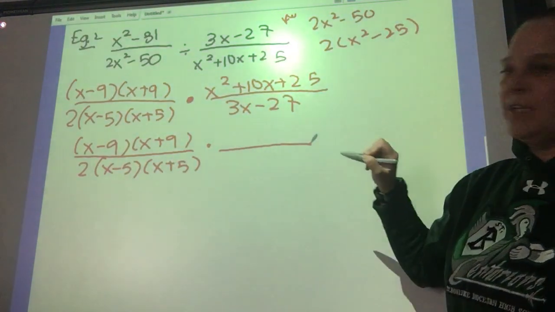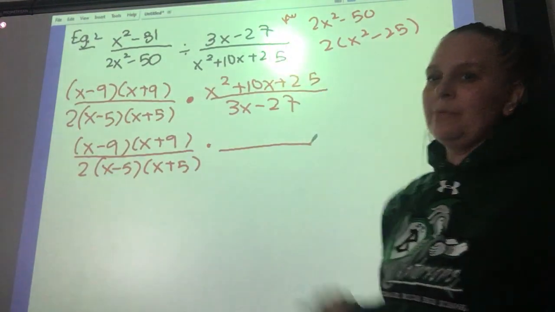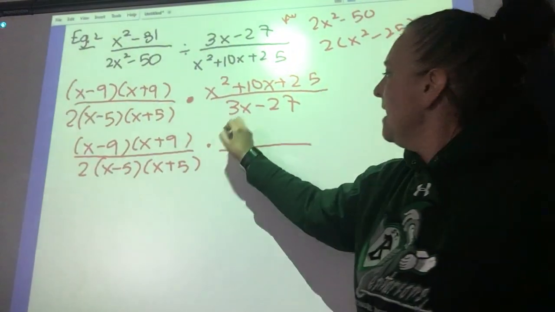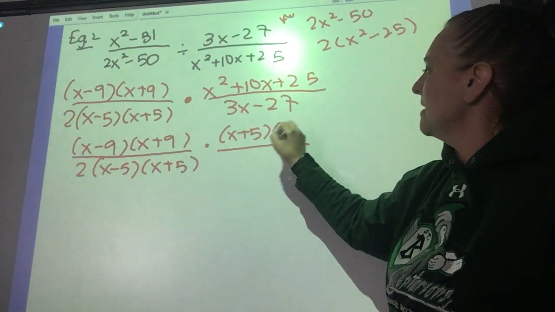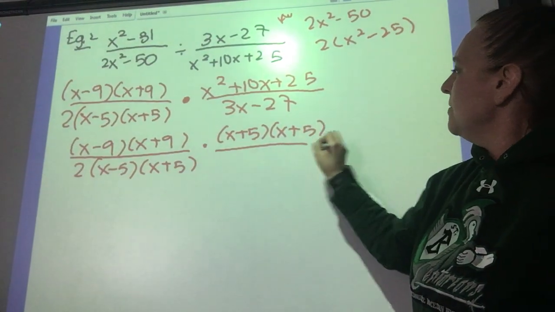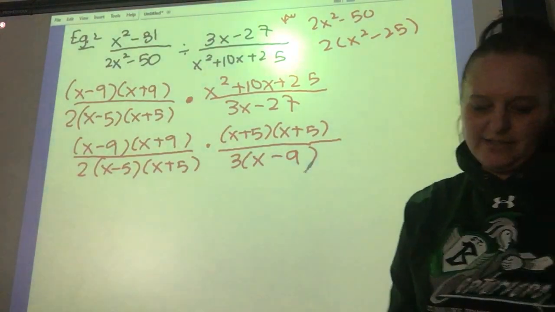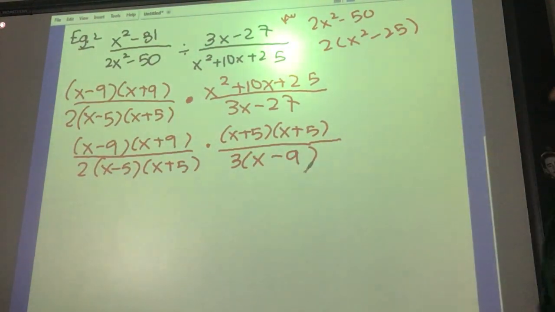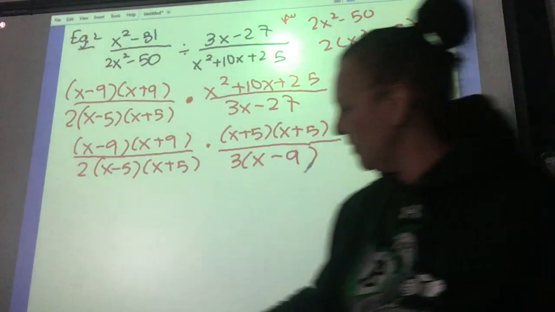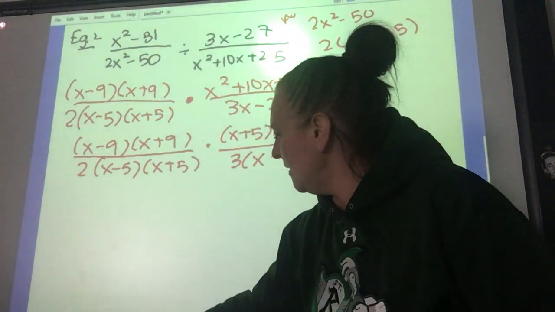Now I can factor this. Remember, I had to flip it around. This is x plus 5 times another x plus 5, and the denominator, common factor, so that is the factored form. Okay, now hopefully some things cancel out. So we look, what cancels out?